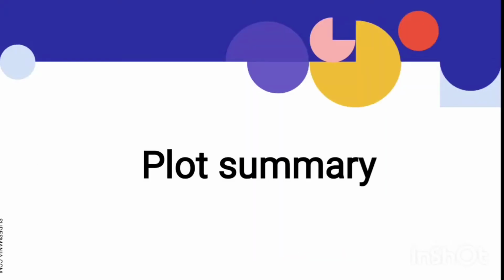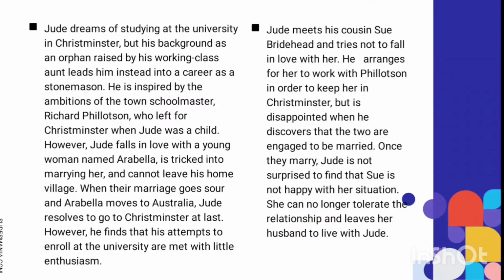Then the plot summary of the novel. First of all, Jude dreams of studying at the University in Christminster, but his background as an orphan raised by his working class aunt leads him instead into a career as a stonemason. He is inspired by the ambition of the town schoolmaster Richard Phillotson, who left for Christminster when Jude was a child. However, Jude falls in love with a young woman named Arabella. He is tricked into marrying her and cannot leave his home village.